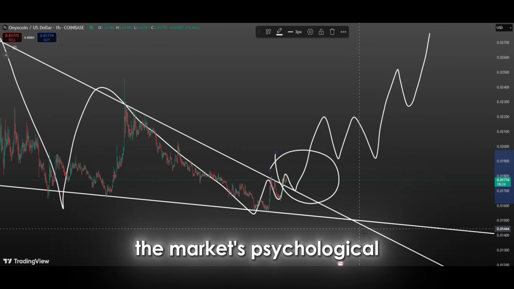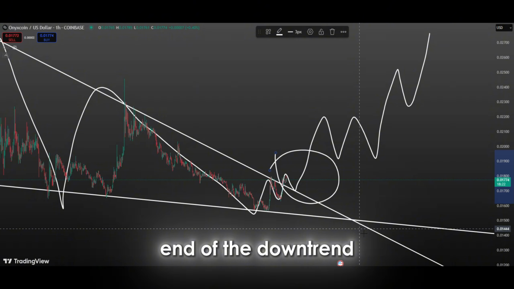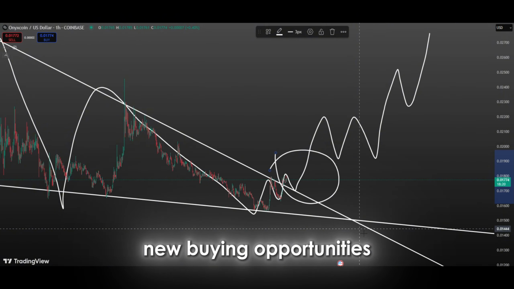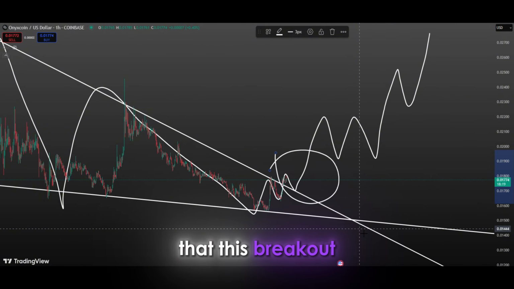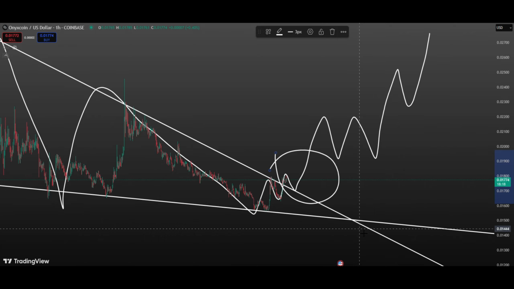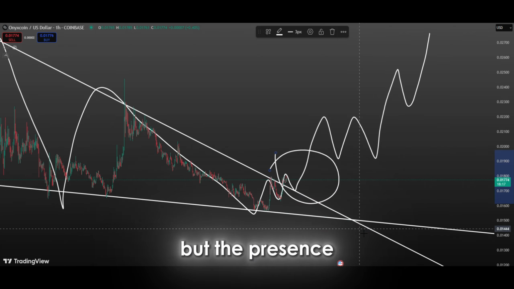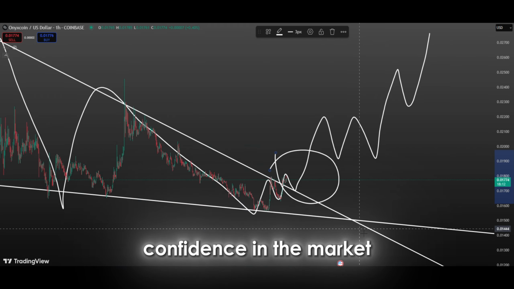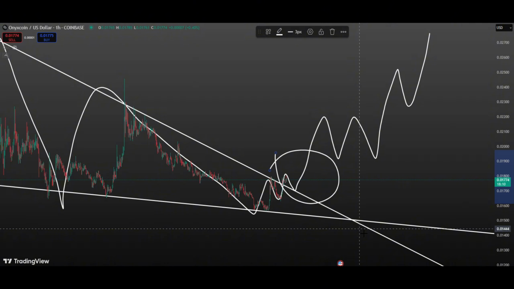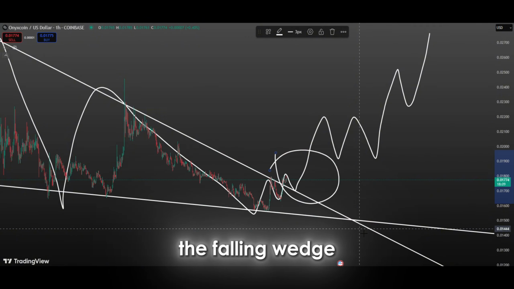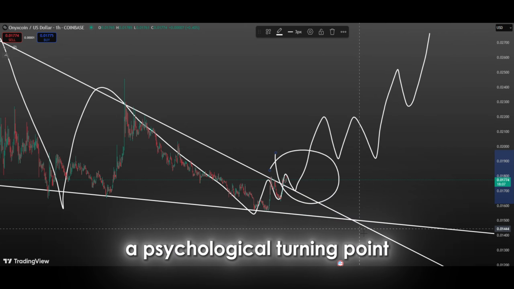Following this breakout, the market's psychological atmosphere begins to shift. Investors recognize the end of the downtrend and start seeing new buying opportunities. It's also notable that this breakout occurred with above-average volume. Not only did the trend line break, but the presence of strong volume behind the move further validates the pattern's reliability. Breakouts with volume indicate that investors have greater confidence in the market and are more willing to buy at these levels. Therefore, the breakout from the falling wedge can be seen not only as a technical event, but also as a psychological turning point.